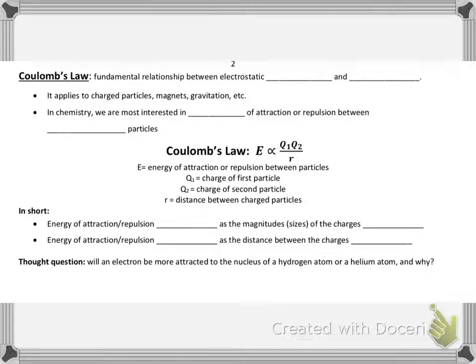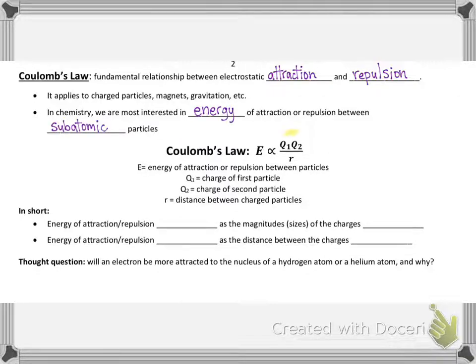Let's go ahead and jump right into our whirlwind review of atomic structure, starting, of course, with Coulomb's Law. I'm sure you remember Coulomb's Law. It's that fundamental relationship between electrostatic attraction and repulsion. It applies to lots of things like charged particles or magnets, even gravitation. But in chemistry, of course, we're most interested in the energy of attraction and repulsion between subatomic particles.